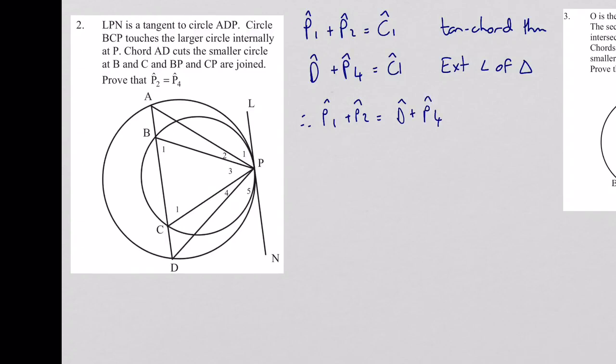Okay, so at this point, we have this equation, which is longer than what we needed. But you notice that there's a P2 on the left, there's a P4 on the right, but we also have a P1 and we have a D. We need to get rid of both the P1 and the D.